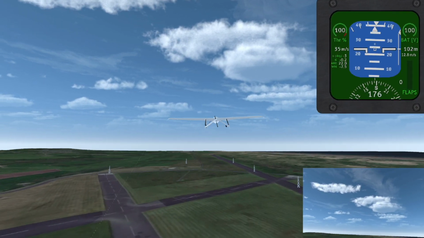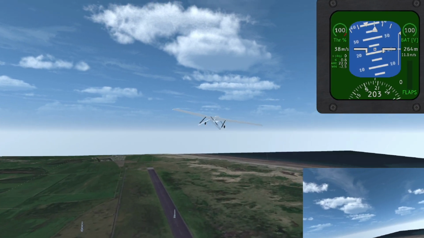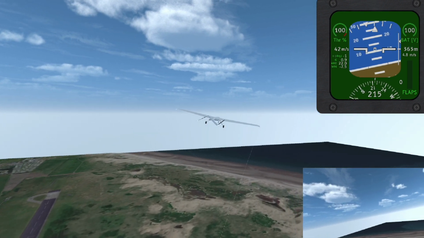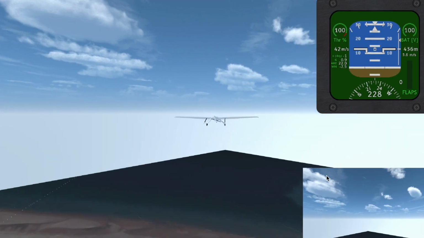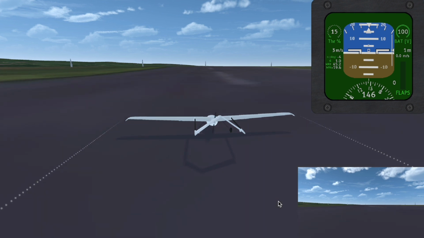Additionally, the phugoid oscillation, which represents the long-period natural frequency of the aircraft, was tested to ensure the aircraft's long-term stability during flight maneuvers.